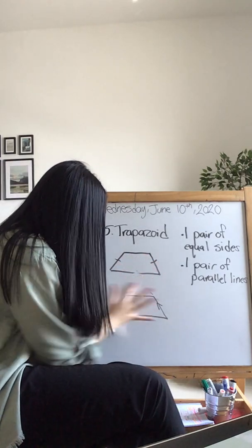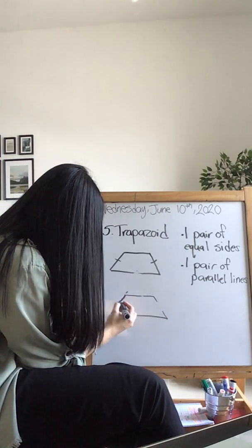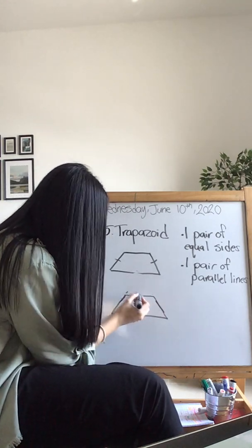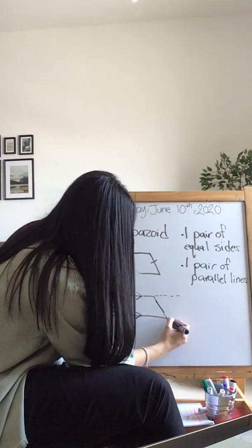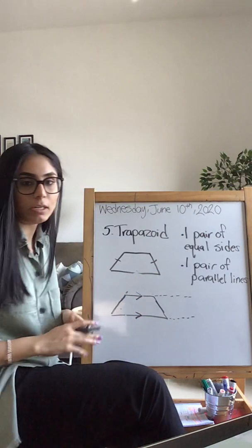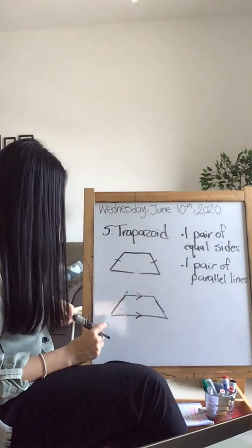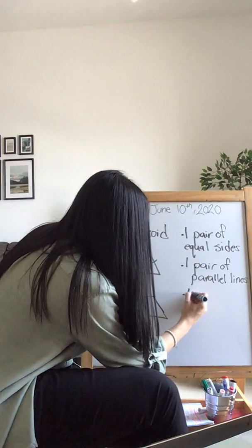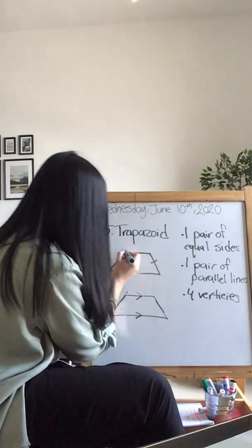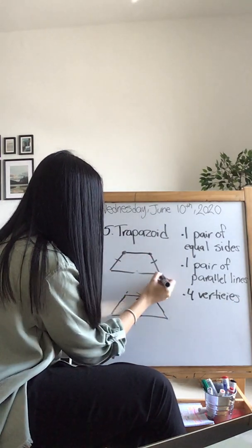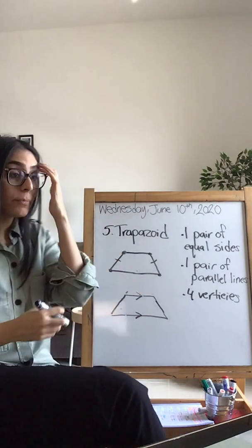So where are the parallel lines? If it's not those two sides, these are your parallel lines, because these will always go and never touch each other. Right? They're parallel lines. So there's only one pair of parallel lines. And again, there are 4 vertices: 1, 2, 3, 4.